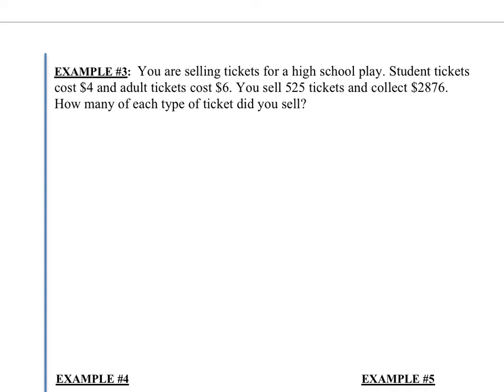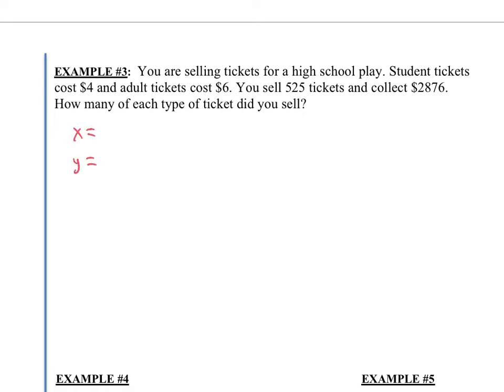You are selling tickets for a high school play. Example 3. Student tickets cost $4 and adult tickets cost $6. You sell 525 tickets and collect $2,876. How much of each type of ticket did you sell? Okay, so we're going to call x and y what we're looking for here.